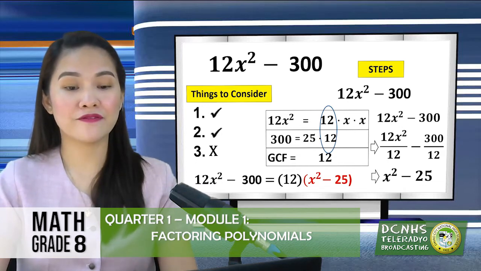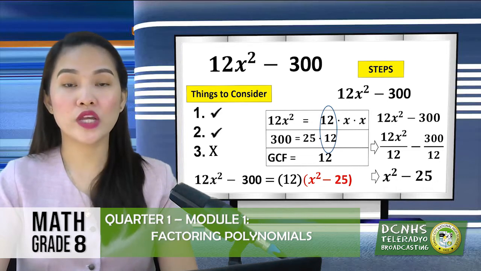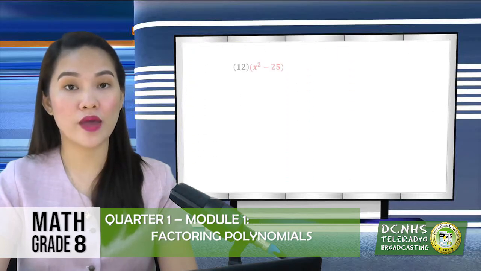Notice that the second factor is a binomial, whose operation used is subtraction, and the two terms are perfect squares, which indicates that we can still factor the second factor using difference of two squares.